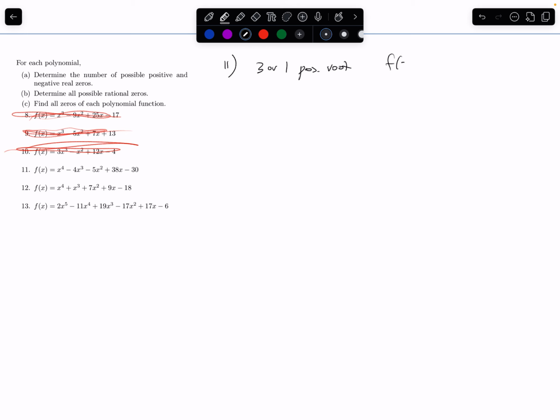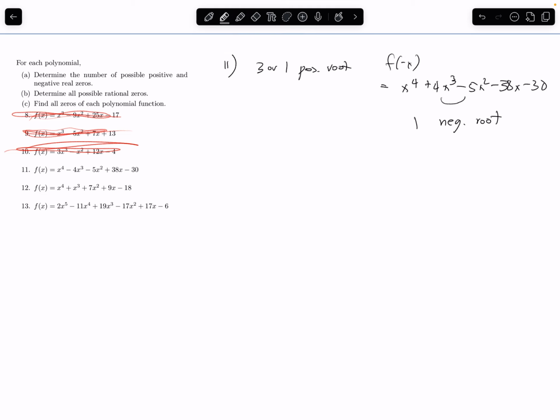f of -x? That's going to be x to the 4th plus 4x to the 3rd minus 5x squared minus 38x minus 30. So I go positive to negative here, and that's the only change. So I got 1 negative root. Okay, I know I have at least 1 positive root. So that's good to know.